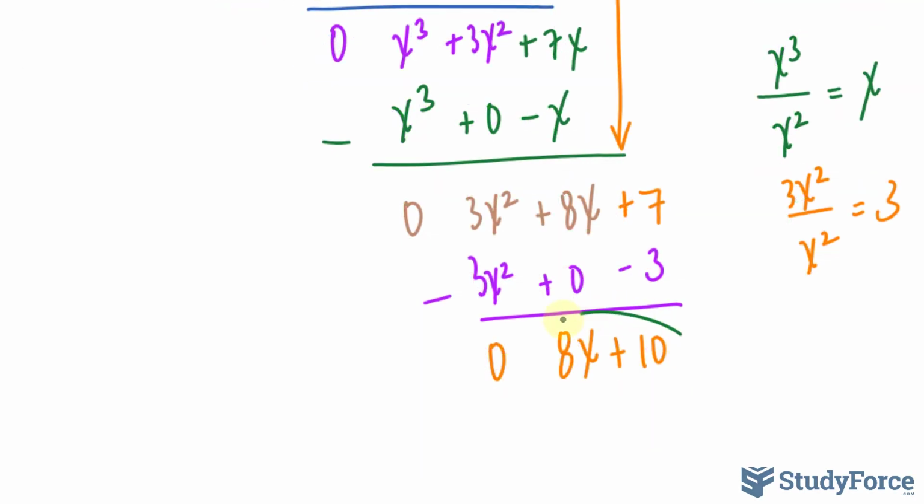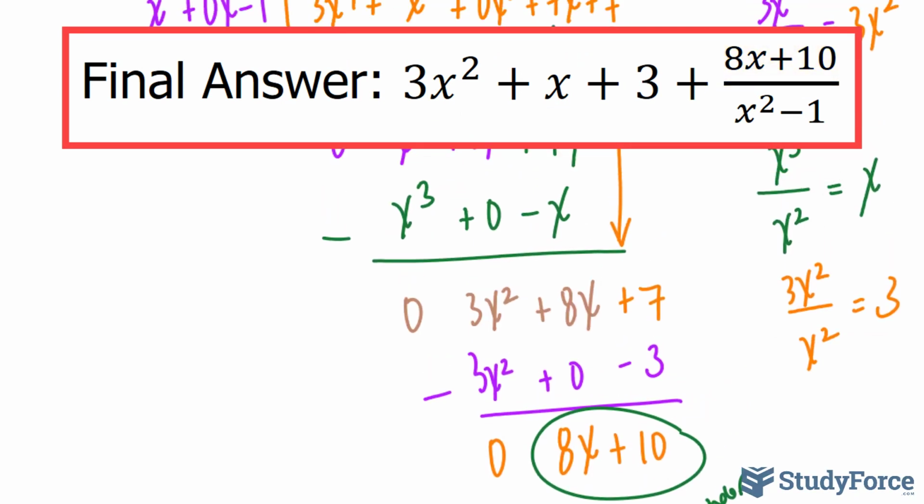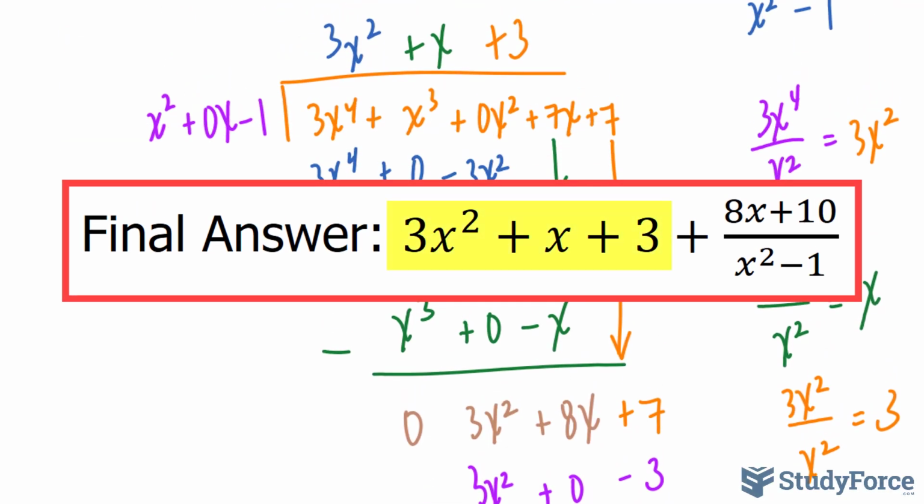This expression right here serves as our remainder, and the expression up here serves as our quotient.